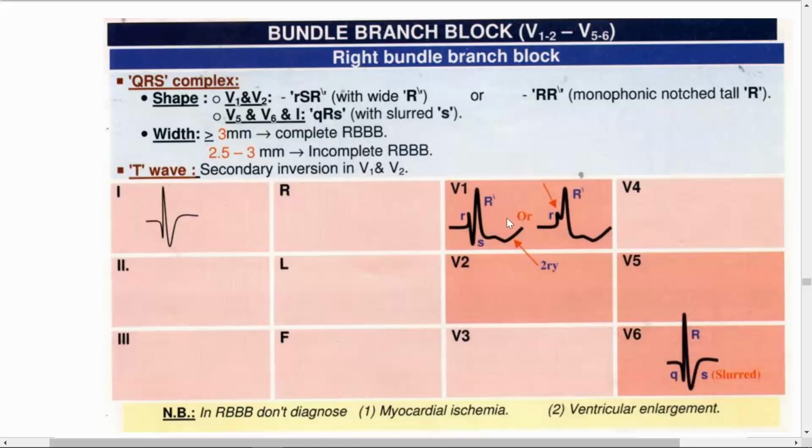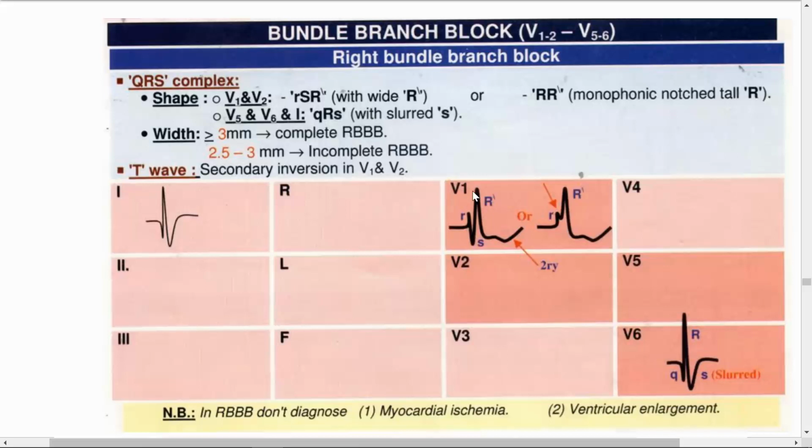Very, very important to notice that there is a secondary T wave inversion. So if you have right bundle, you can't diagnose ischemia, septal ischemia. Clear? And if you diagnose septal ischemia, you are over-diagnosing, because this is secondary to the right bundle, not related to ischemia.